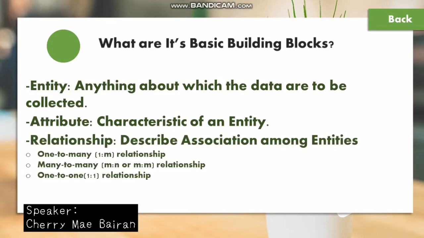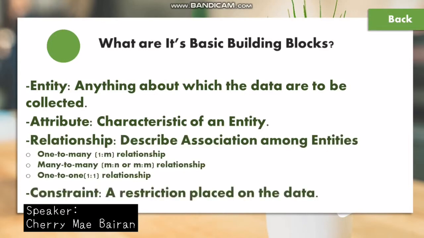What are the basic building blocks of all data models? The basic building blocks of all data models are entities, attributes, relationships, and constraints. An entity is anything such as a person, place, thing, or event about which data are to be collected and stored. Entities are represented by a rectangle box containing the entity name in it. Attribute. Attributes are the set of characteristics representing an entity. It is represented by a leaf symbol with the attribute name on it.